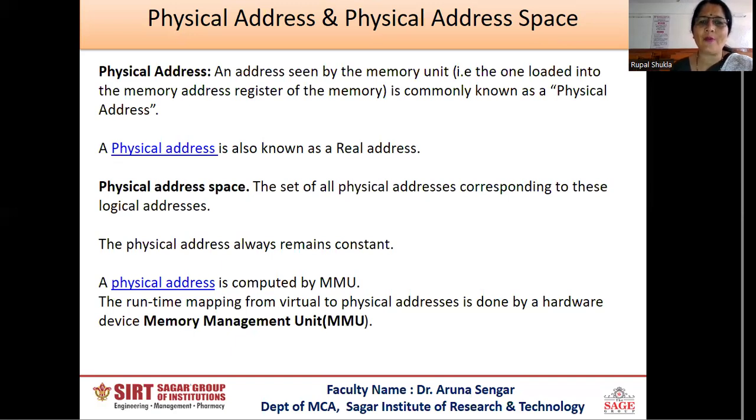And what about physical address space? Physical address space means where our operating system is really executing our process in memory. That is called the physical address, meaning it is the actual, real address corresponding to that process. So the physical address remains constant, and the memory management unit, which is a hardware device, always computes the physical address.